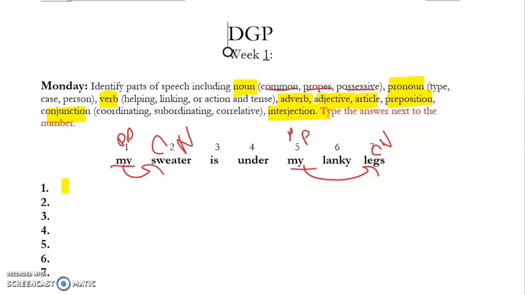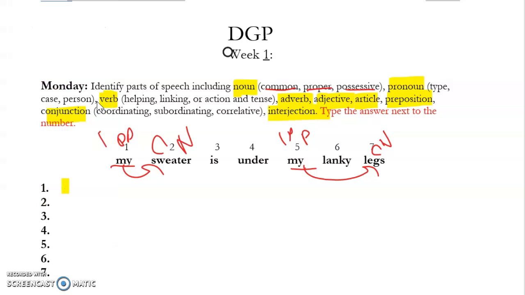So the type is a pronoun, the case is possessive, and now we need to figure out the person. When we use the pronoun I, are we using the first person point of view, the second person point of view, or the third person point of view? You should have first, because when we say I or my, that is first person, because that is how we tell the story about ourselves.